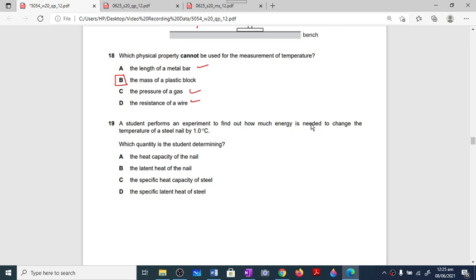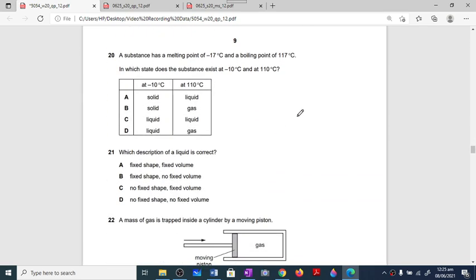Question number 19. A student performs an experiment to find out how much energy is needed to change the temperature of a steel nail by 1 degree centigrade. So a very straightforward answer is the definition of heat capacity: the amount of heat energy which is required to increase the temperature of an object by 1 degree centigrade. Question number 20.